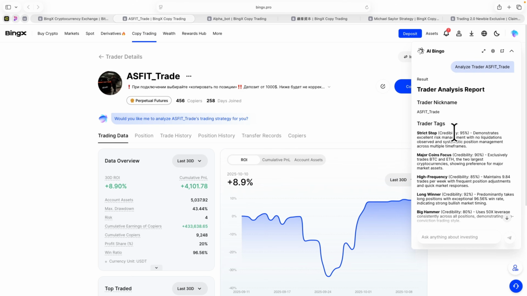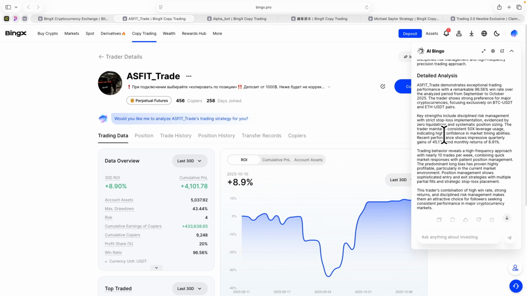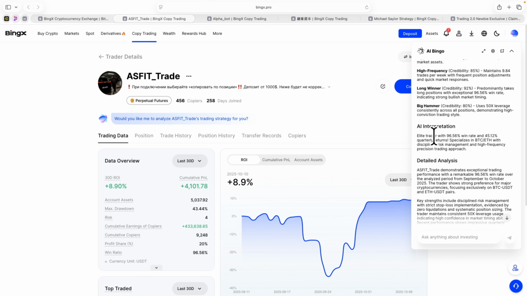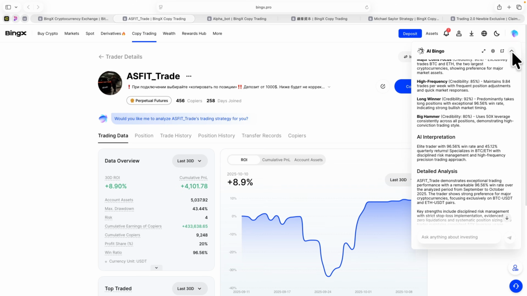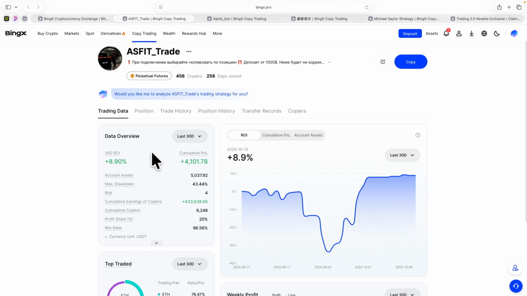So now it has analyzed the person's trading strategy for us. You can go through it right here and read it. This is too long, and I don't want to waste your time reading this, so you can just go ahead and read that for yourself. And if you come here, this way you can now see more details of that trader before you go ahead and copy more details of that trader.